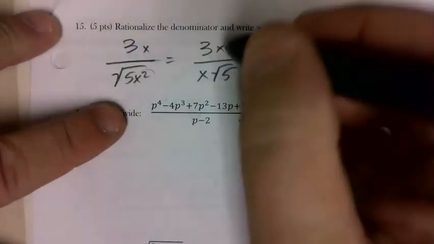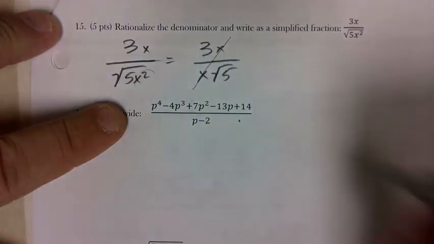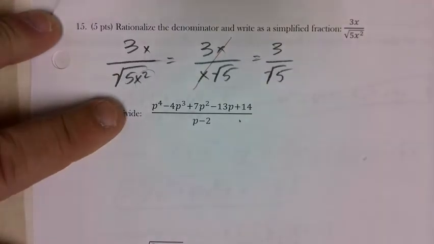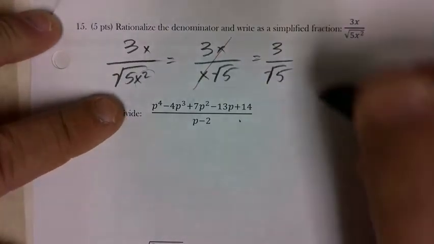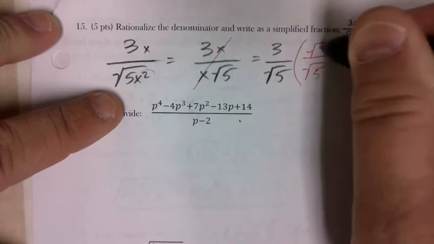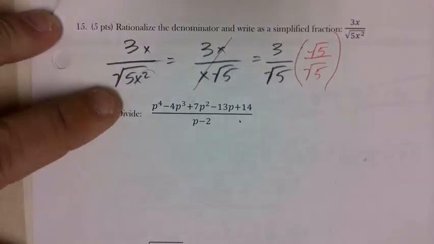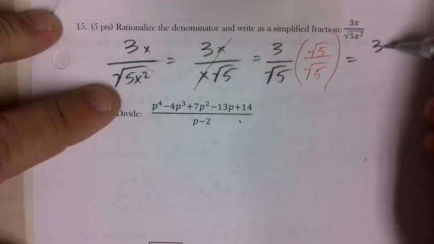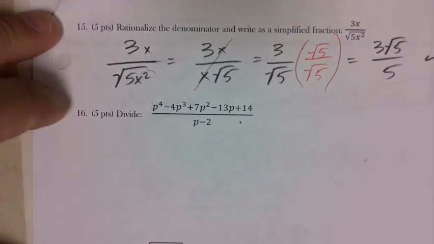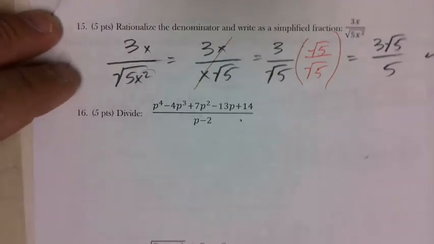Oh, check this out. I see this right now. I'm going to be able to cancel that x, right? So this is 3 over the square root of 5. Now I multiply top and bottom to get rid of that square root of 5. This is a lot like the last problem, by the square root of 5. And so I get 3 square roots of 5 all over 5. And I'm done, because it's simplified, there's no radicals in the denominator.